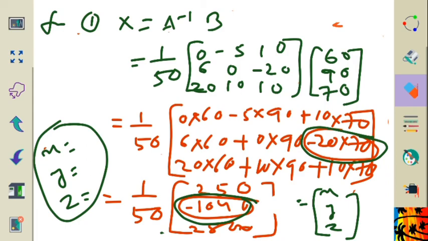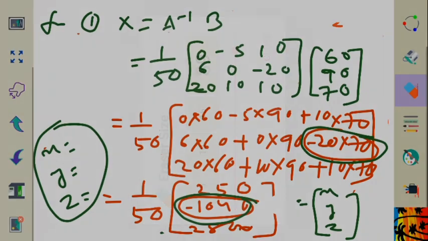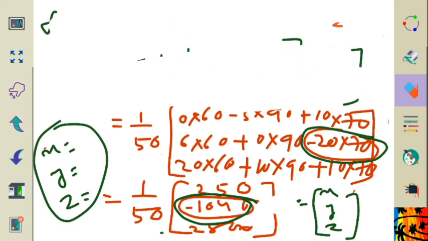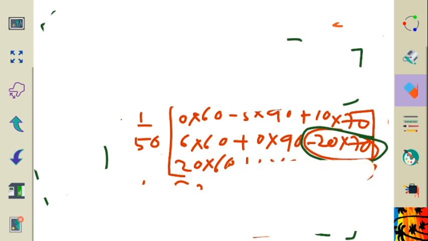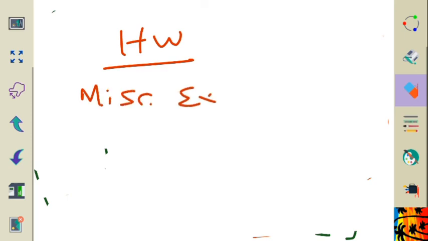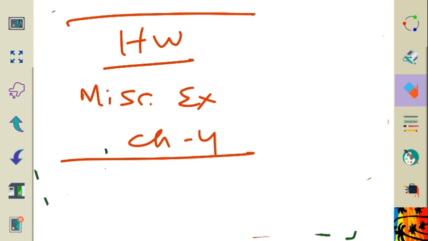Okay, so now at last I am leaving you some homework. You try to solve them properly, and also you ask your doubts and we will solve your questions. This is a very important exercise. This is the miscellaneous exercise, chapter 4. So your homework is miscellaneous exercise, chapter 4. Okay, so you solve the questions and ask your queries.